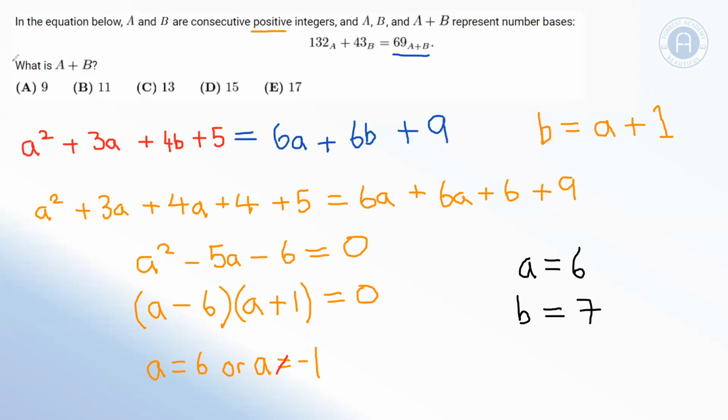So what is the value of A plus B? 6 plus 7 is 13.